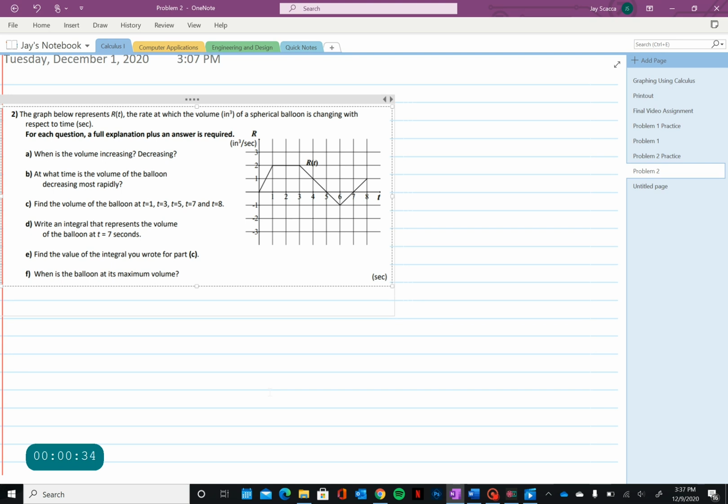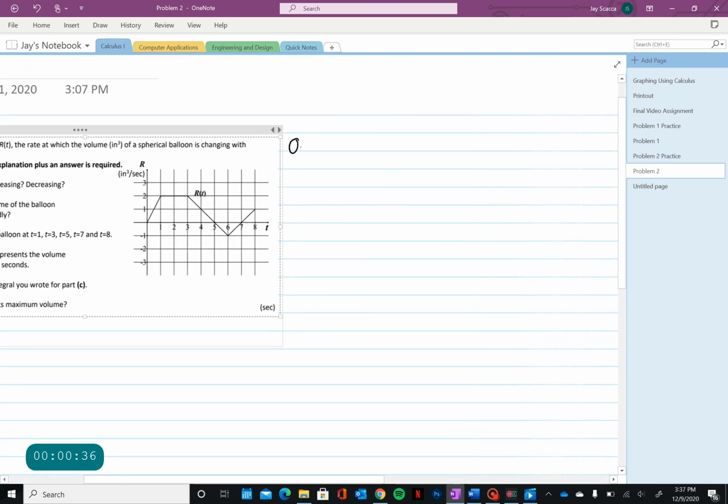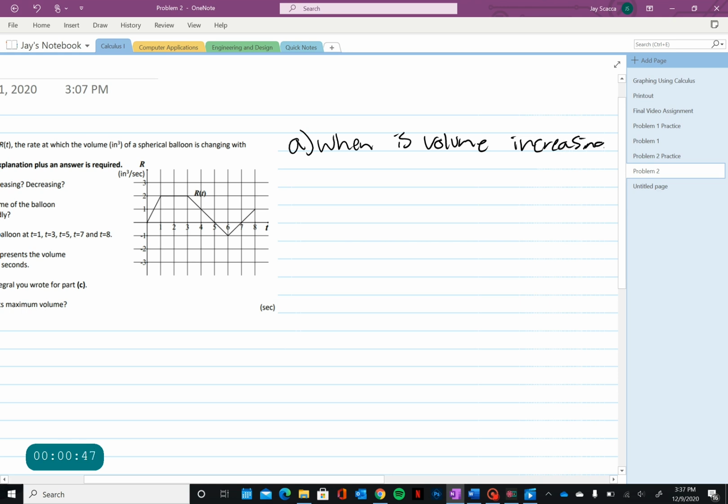So problem 2 shows a graph of R of t, and it shows the rate of volume as it is increasing and decreasing versus time. So A is asking, when is volume increasing? And the volume is increasing whenever R of t is greater than 0, or positive.